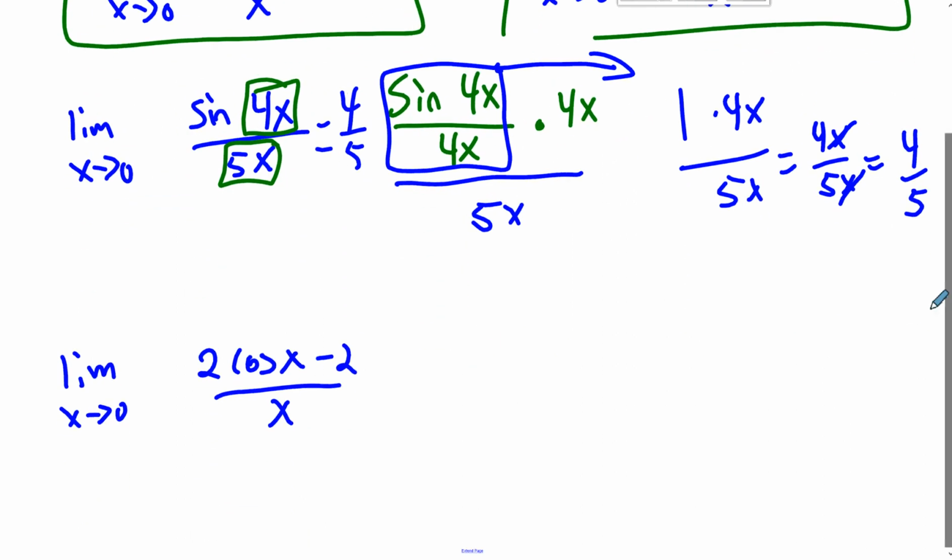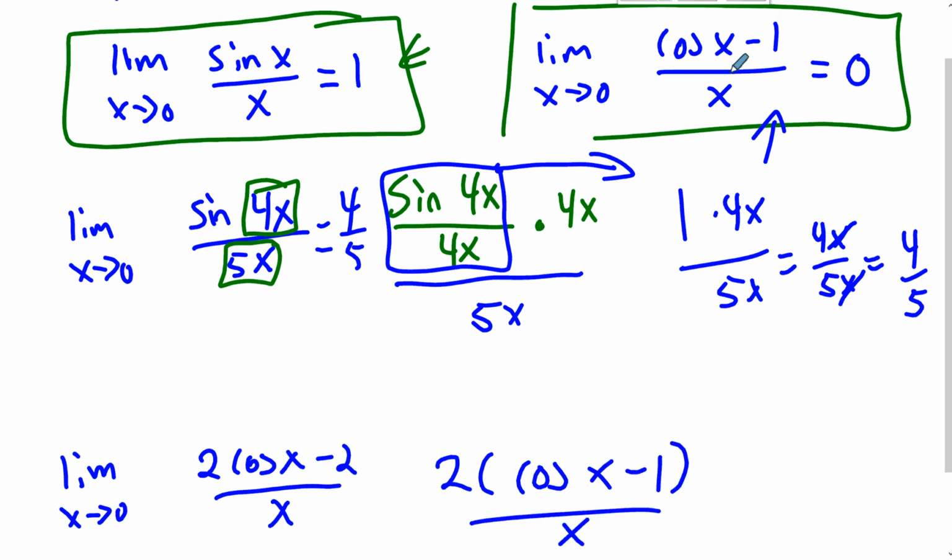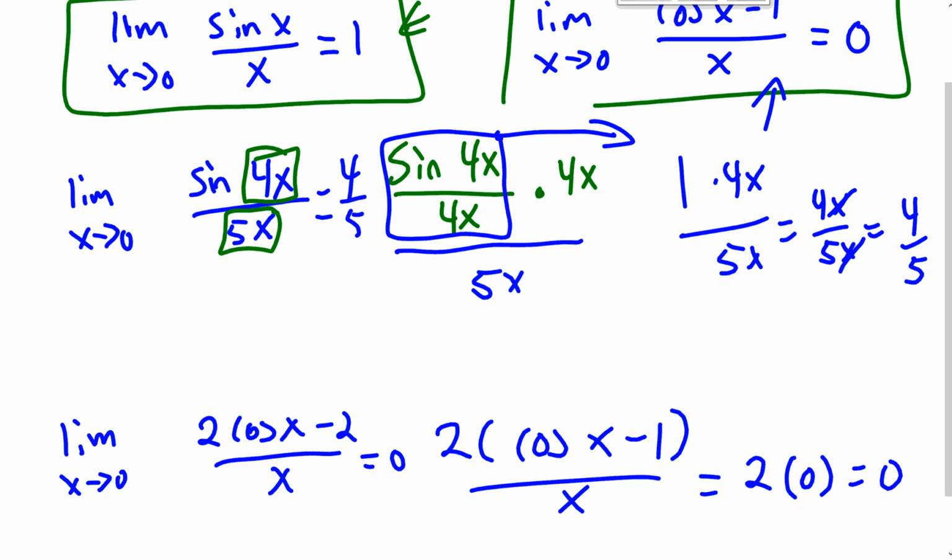Okay, you can do the same thing on this, just a little bit different. We still want to make it the same as this one up here. So we need a cosine minus 1. Well, we have a 2 cosine minus 2, so if we factor out a 2, we get cosine x minus 1 all over x. And so now it's the same. And so now this part will equal 0. And we have 2 times 0, which equals 0. So the limit of that is equal to 0. So that is using those special limits.